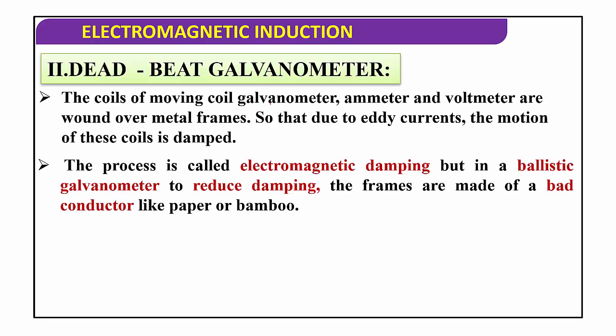Observe here, moving coil galvanometer, ammeter, voltmeter. In these devices, the coils are wound over a metal frame so that due to eddy current the motion of the coil is damped. The process is called electromagnetic damping. But in a ballistic galvanometer, a sensitive galvanometer which is used to detect the presence of current, to reduce damping, the frames are made of a bad conductor like paper or bamboo, or we can use a glass material. These bad conductors are used in sensitive galvanometers to reduce the damping. This is the second application of eddy current.